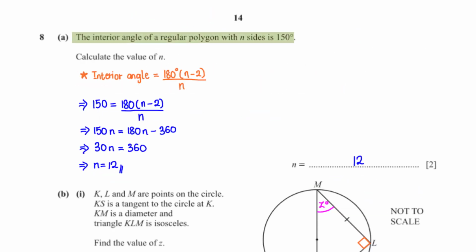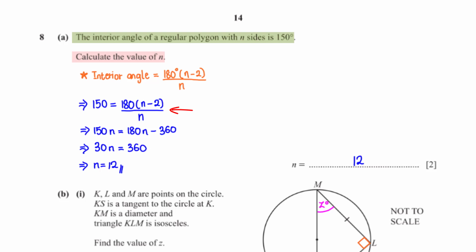The interior angle of a regular polygon with n sides is 150 degrees. Calculate the value of n. Here is the formula for finding the size of an interior angle in a regular polygon. In this case, we've been given the size of the interior angle as 150 degrees and we are asked to find the value of n. So we have 150 equals 180 times n minus 2 divided by n.